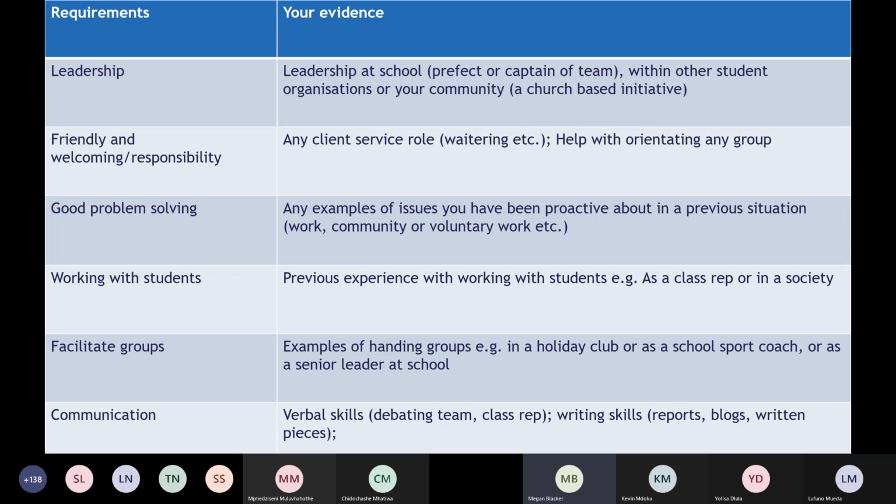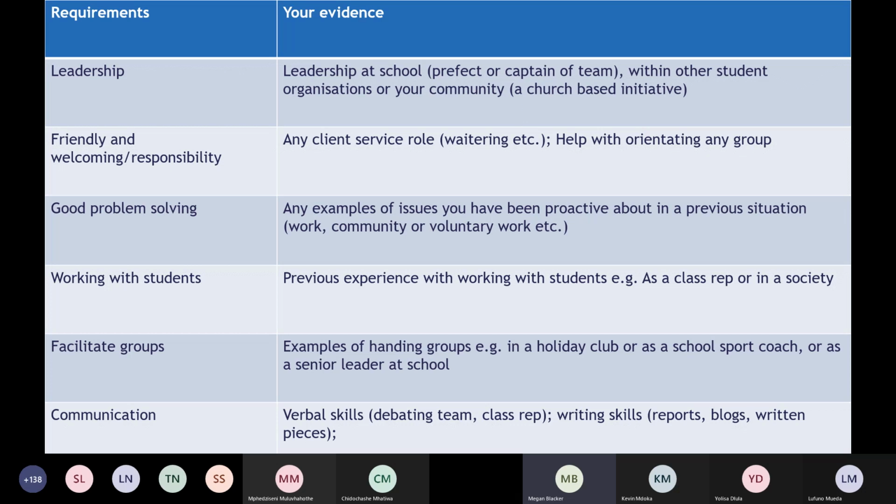Problem solving, think about any issues that you had to proactively think out of the box and provide a solution. It doesn't matter the context, whether it's in a part-time job that you've previously had, whether it's at high school, whether it's within your own community, or even in your volunteering position. Any working with students, think about any experiences. So have you been a class rep before? Have you been part of a society that you can use now that you're applying to be a subwarden? So definitely, extend those examples.